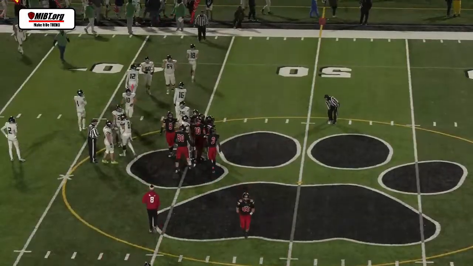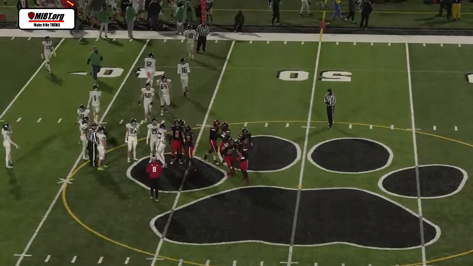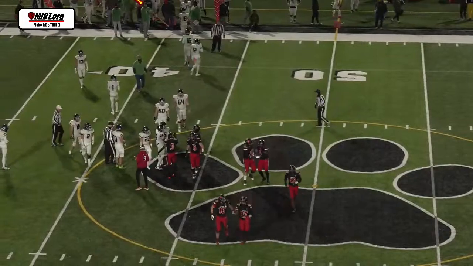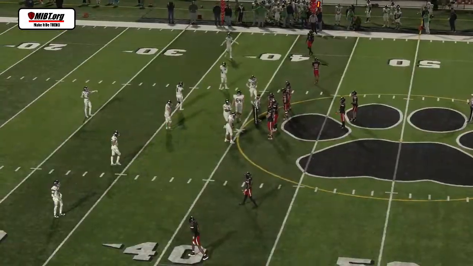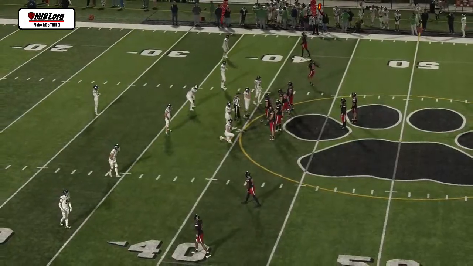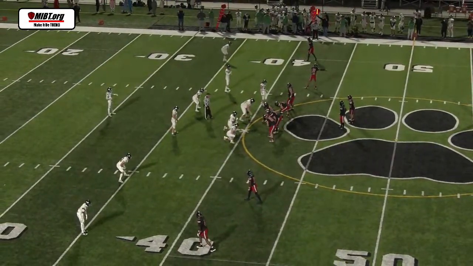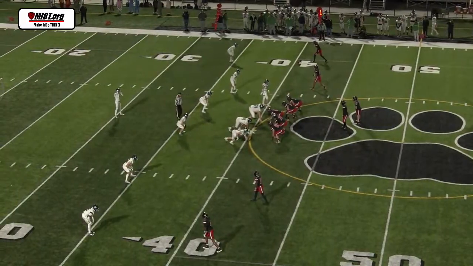1st and 10. We're getting close to the end of the half here. See, there's a little junk going on. A little bit of junk going on. We want to make sure we're staying on top of that. All right. Here we go.